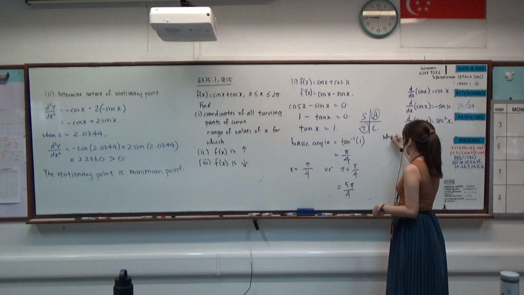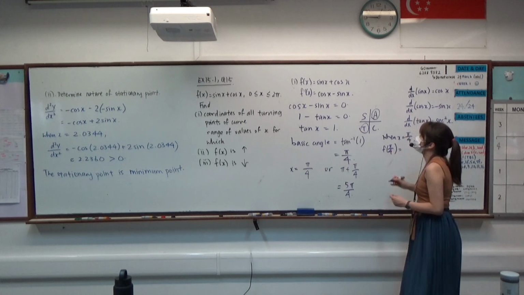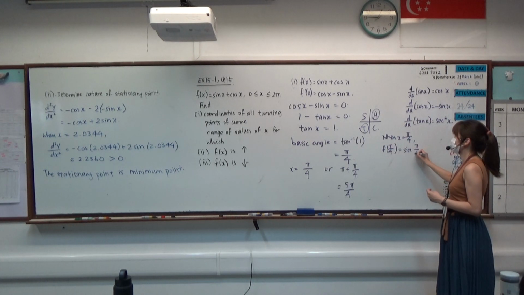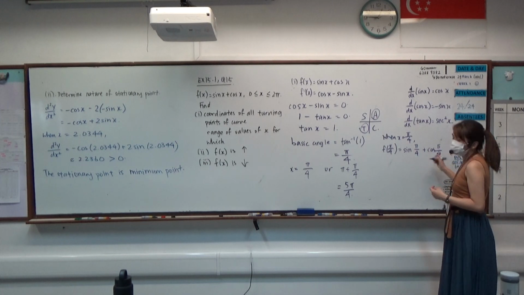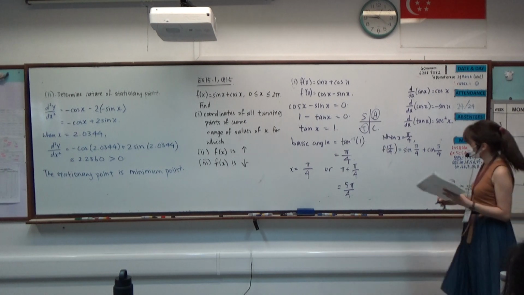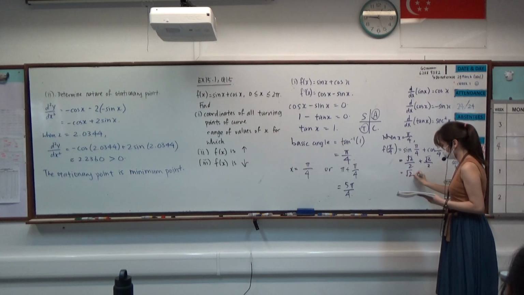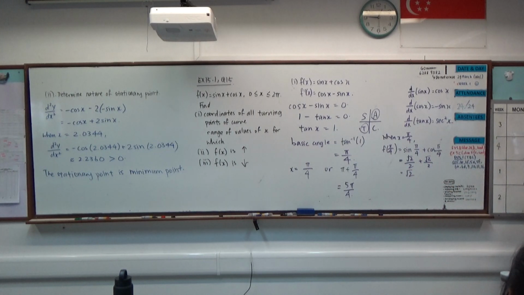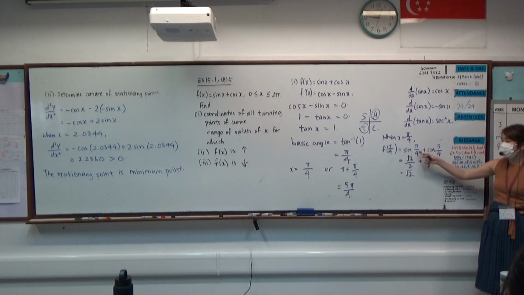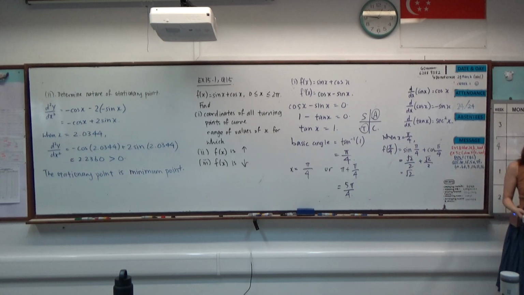We need to know the y coordinate as well. So, when x is equals to pi over 4, your fx would be this. Keying that into your calculator, you would get a square root 2. Clearly your calculator will not give you in surd form. How I know that it is square root 2 is because sine 45 degrees is root 2 over 2, cosine pi over 4 or cosine 45 degrees is root 2 over 2. So adding those 2 halves up, we get 1 whole of square root 2.